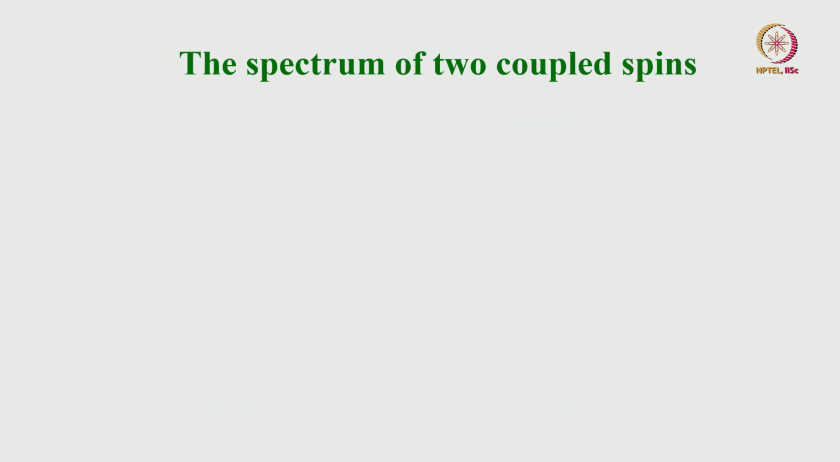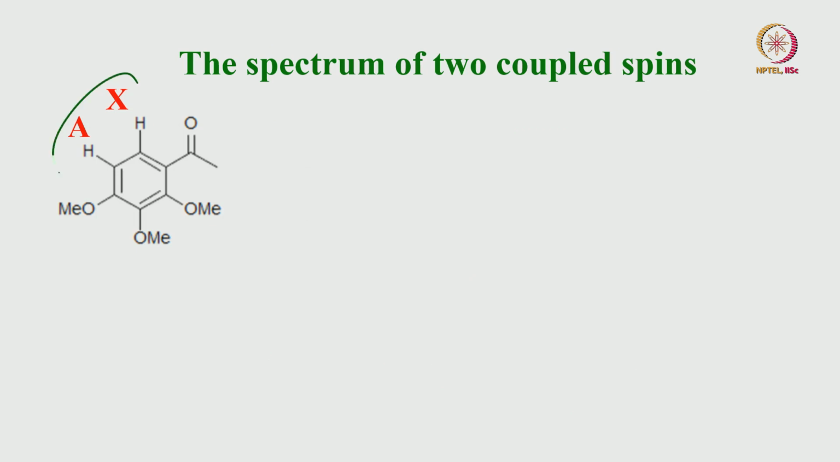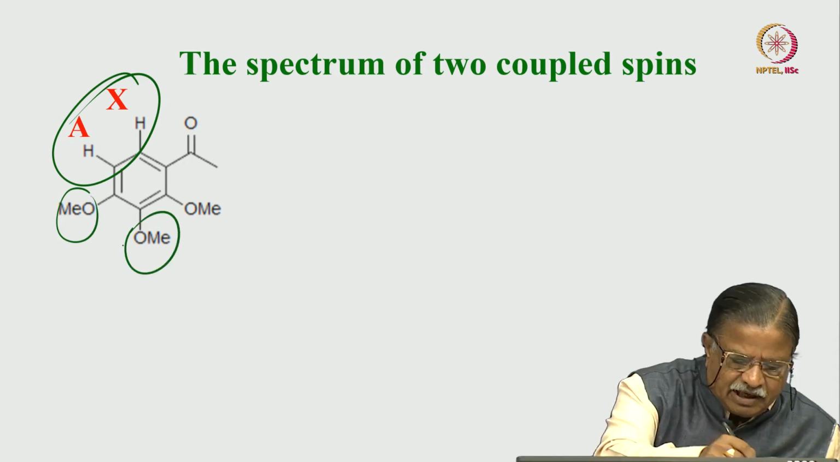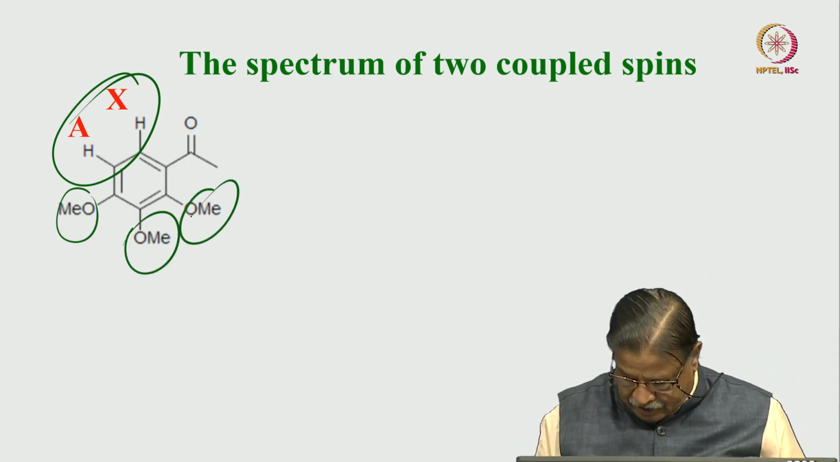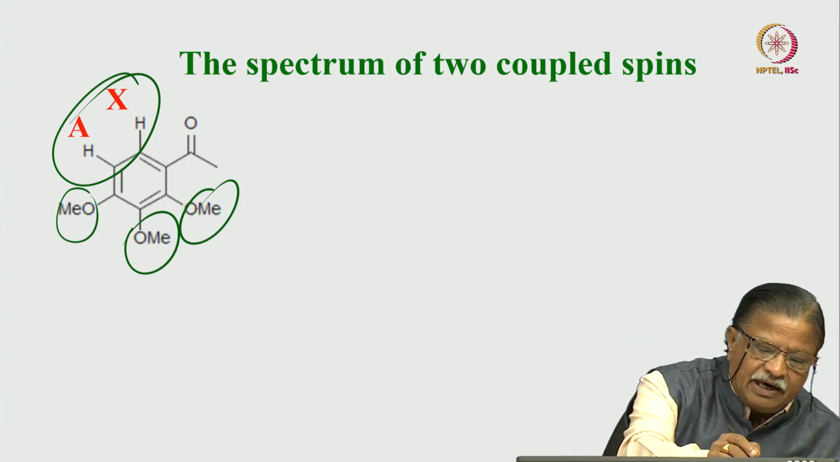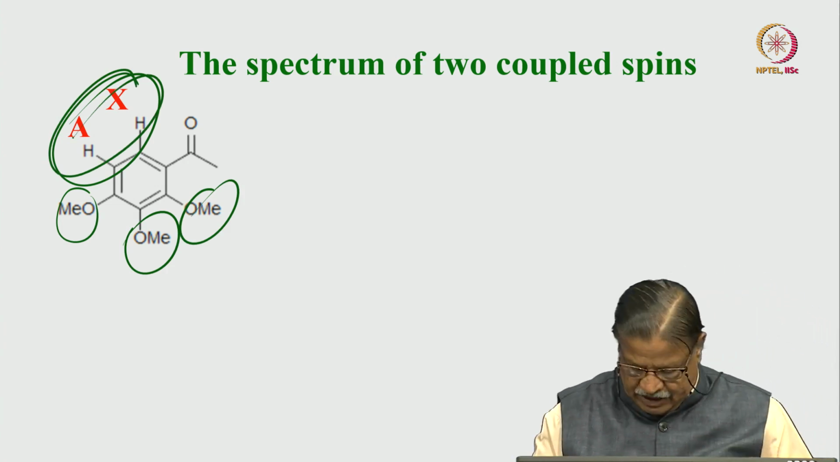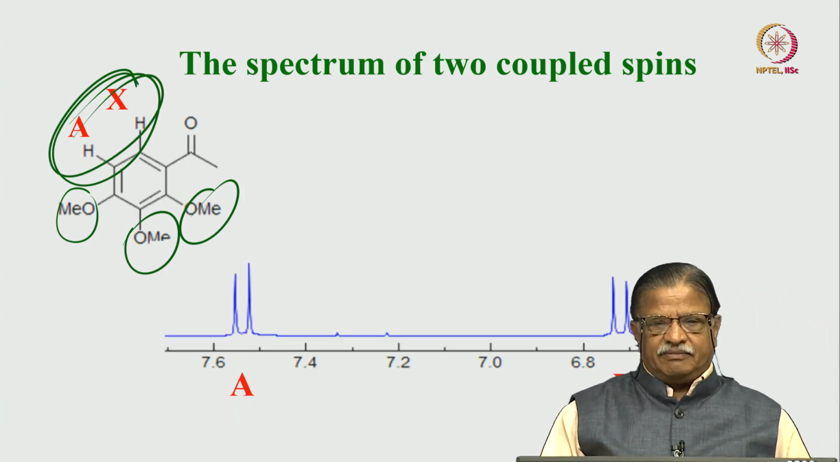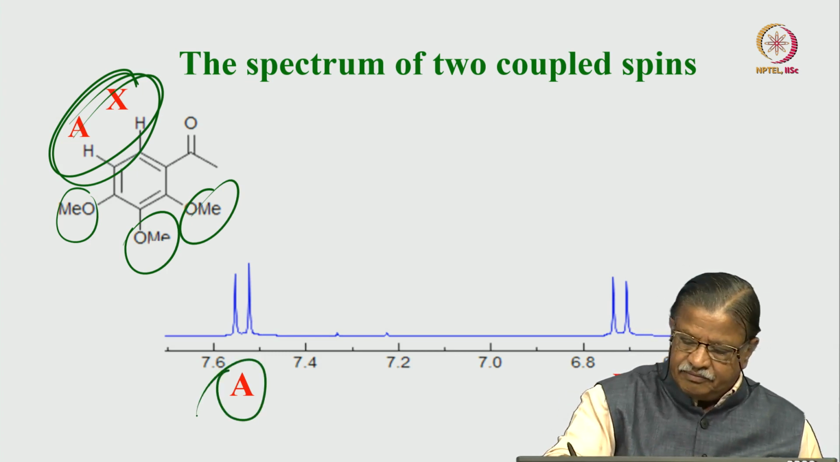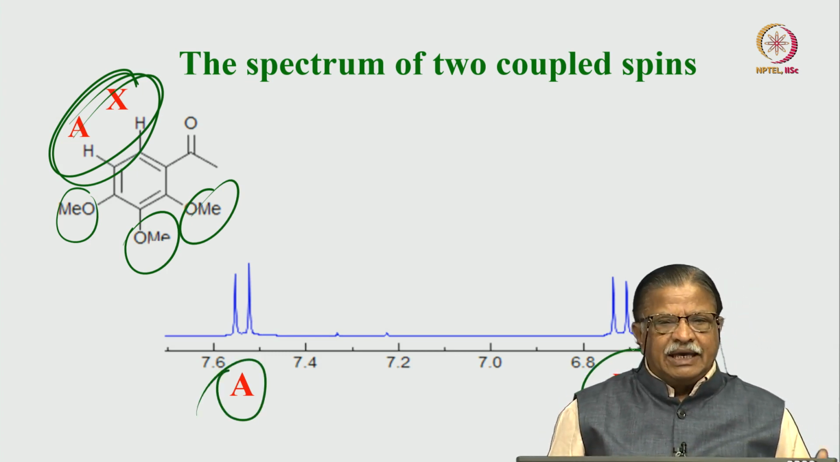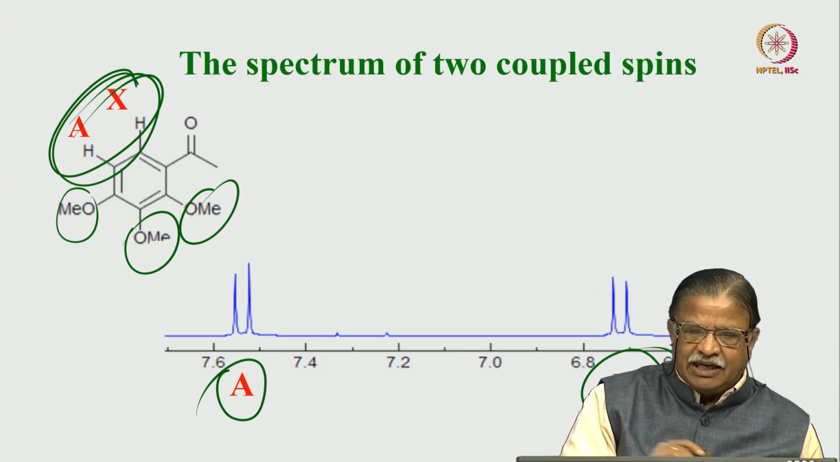How is the spectrum of two coupled spins seen in a real spectrum? In reality, consider a molecule like this, a real molecule where there are only two protons. Of course, OMe, the methoxy groups, are there, but we will not look at that spectrum, only the spectrum corresponding to the two protons of the phenyl ring. If you consider that, you get two peaks, one here and one there, each one for the A proton and the X proton.